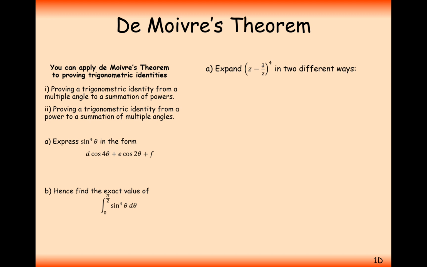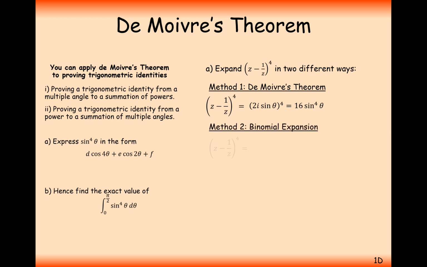We've chosen z minus 1 over z to the power of 4 to expand because we have sine here. And z minus 1 over z can be rewritten as 2i sine theta, all to the power of 4. Expanding the brackets, 2 to the power of 4 is 16, i to the power of 4 is 1, and sine to the power of 4 is sine to the power of 4. Let's now expand using the binomial expansion.